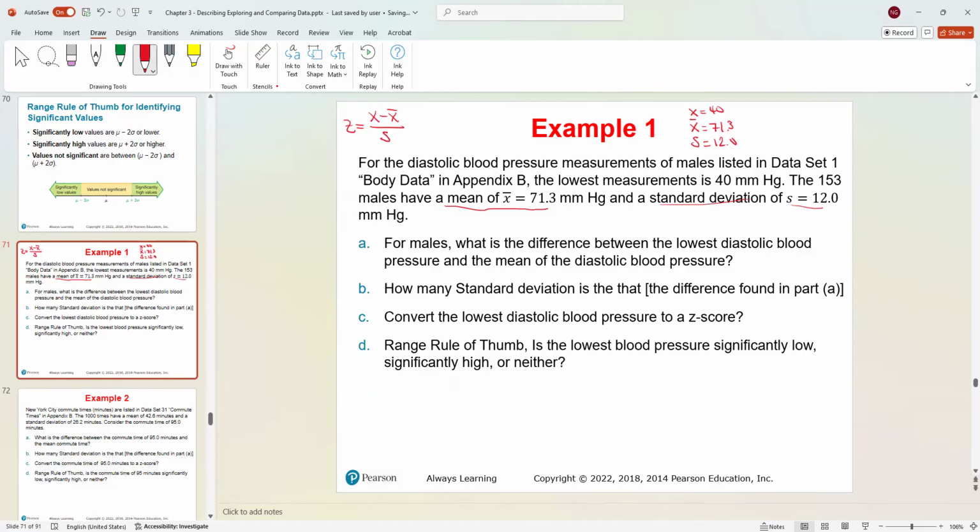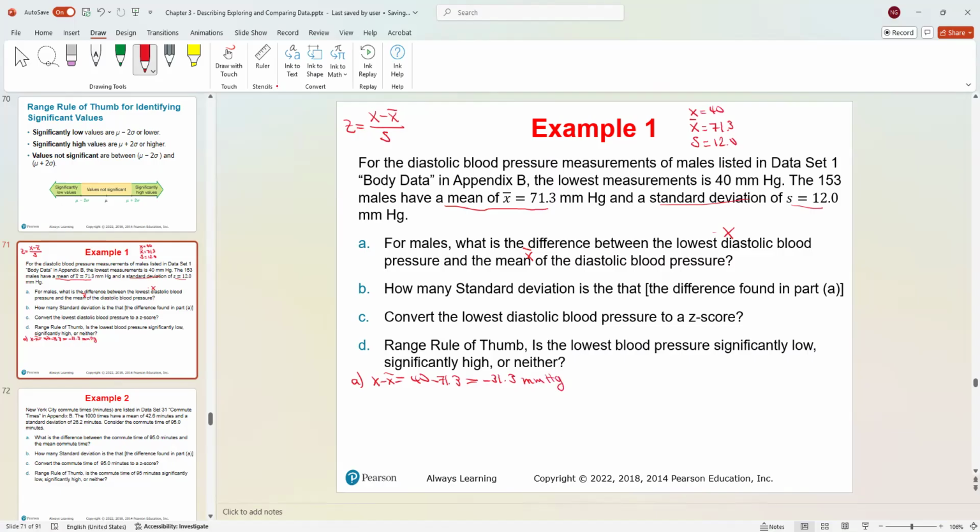Now, the questions for males. What is the difference between the lowest diastolic blood pressure and the mean? The lowest diastolic blood pressure, that's x, and the mean of the diastolic blood pressure here is x bar. So for A, they want to know the difference between these two. So we have x minus x bar, which is 40 minus 71.3. We believe the number would be negative, right? So that would give us negative 31.3 mmHg.